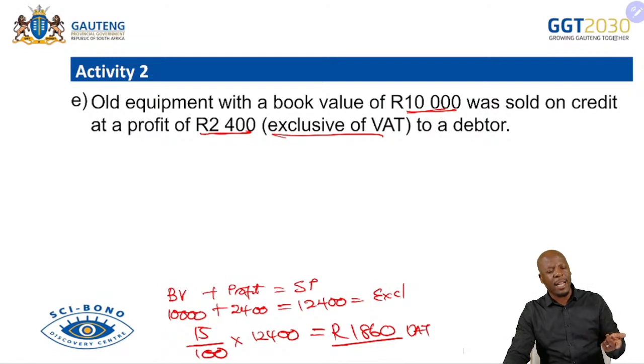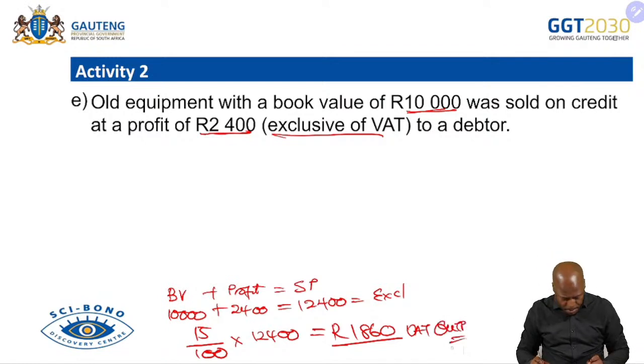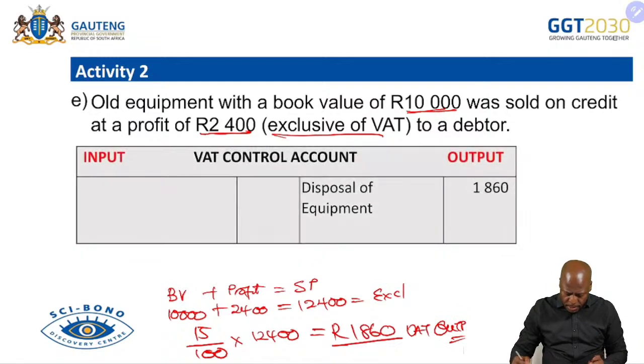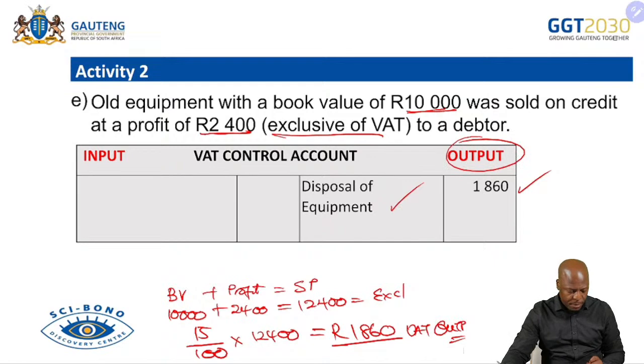Just look at the direction. We have sold the equipment. We have sold it. So therefore it becomes output. Okay? Becomes output. All right. Let's quickly see. Okay. There is my disposal of the equipment, 1,860 on the output. This is information E. Let me see if I still have more.